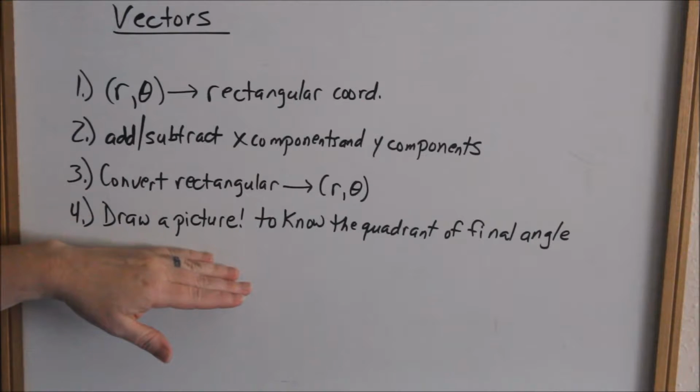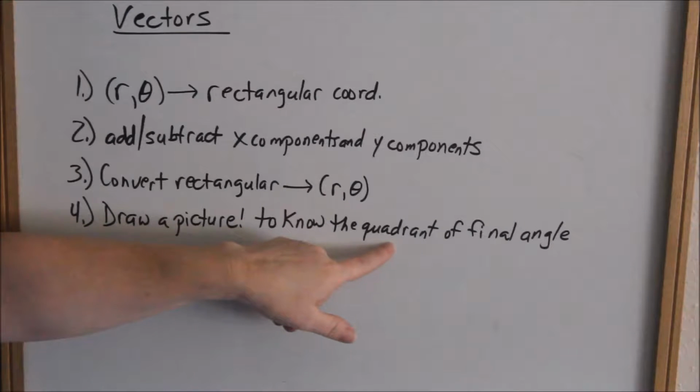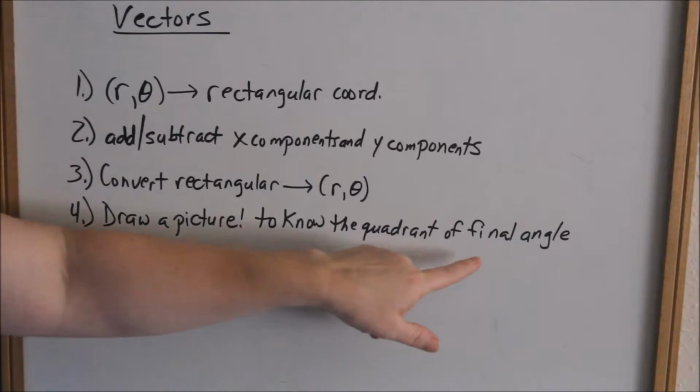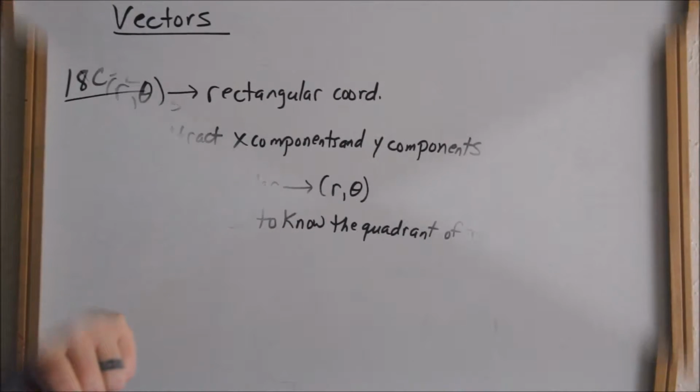The one thing to remember about vectors is to draw a picture, because a picture will help you know what quadrant you're in so that you get the correct final angle and you don't use the reference angle.